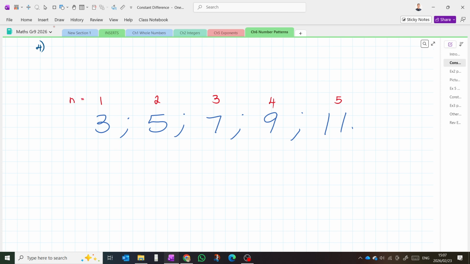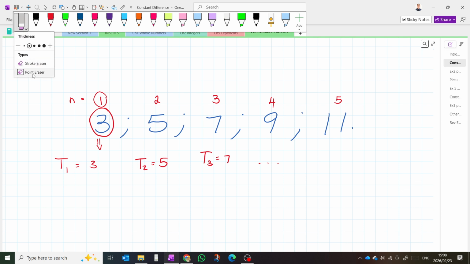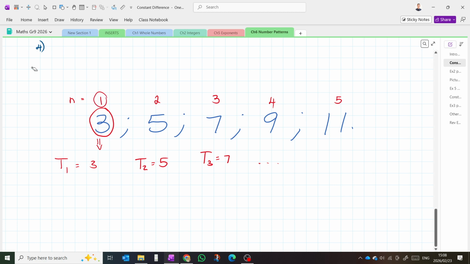Okay, so that is the value of n for each of these terms. That means I can write this as term 1 is equal to 3, term 2 is equal to 5, term 3 is equal to 7, and so forth. And I need you to see the link between the term number and the value linked to that term, and that's going to be different for every number pattern. Now when we talk about our constant difference, that is something completely different. That's what we need now to establish our general form.